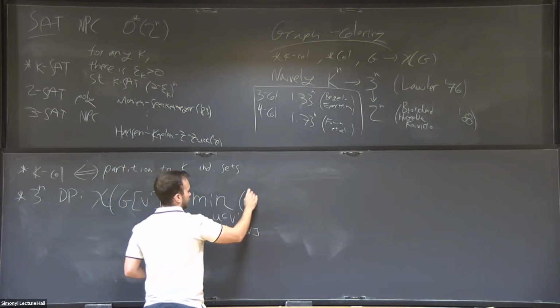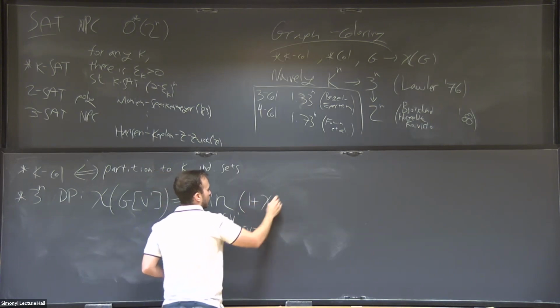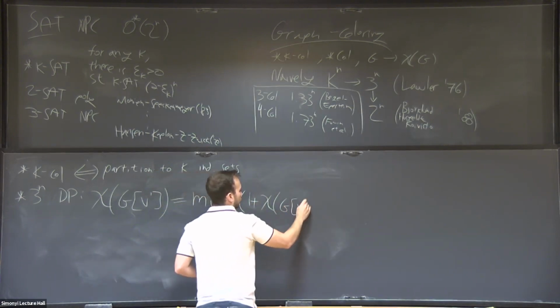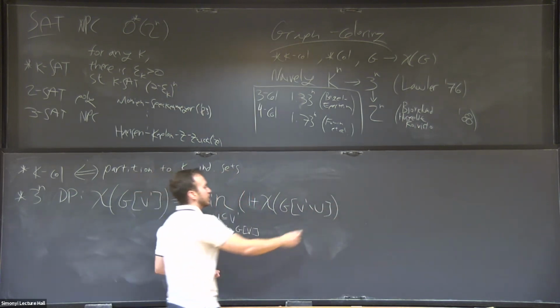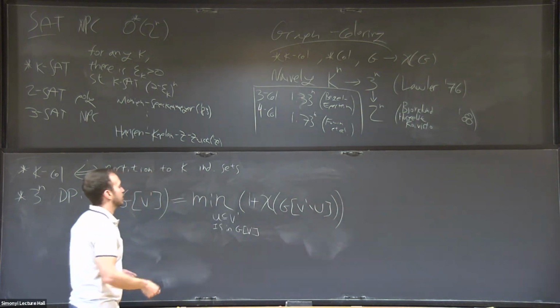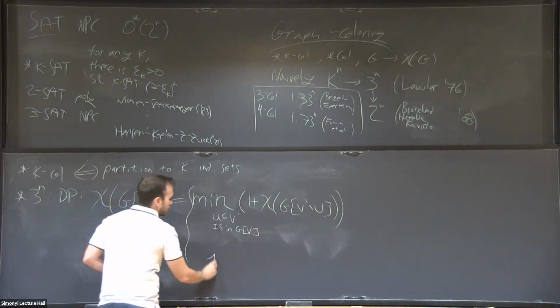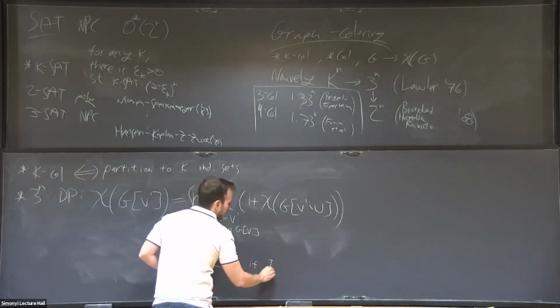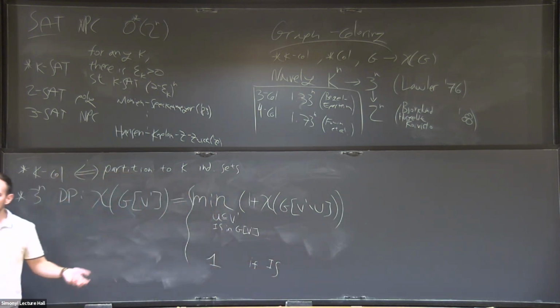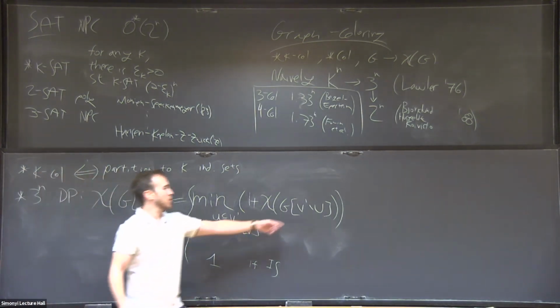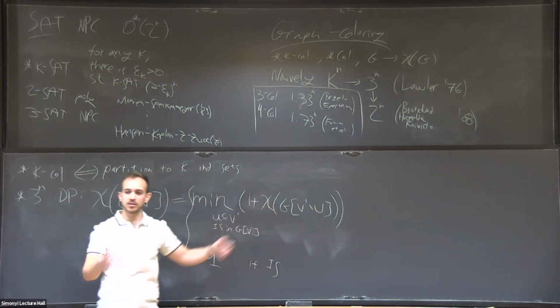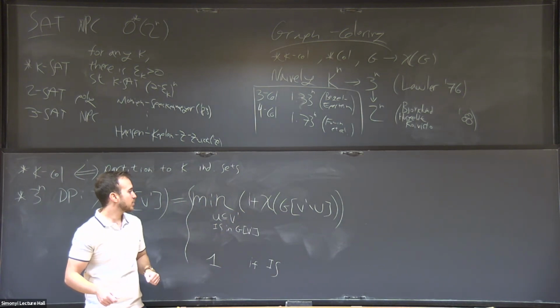Of 1 plus the chromatic number of the rest. I can just peel off independent sets, and obviously if everything is an independent set, then this is 1. So if I want to compute the chromatic number of some induced subgraph, I can peel out an independent set, say that this is a color class, and look at the smaller induced subgraph, which is the rest, and I already have its chromatic number.